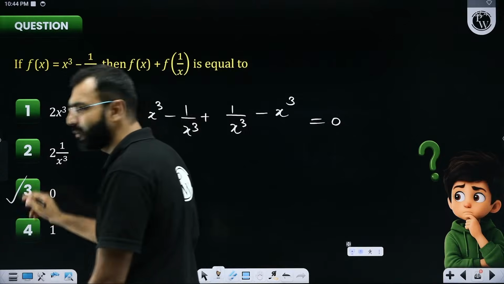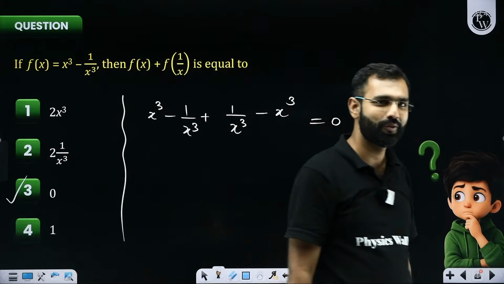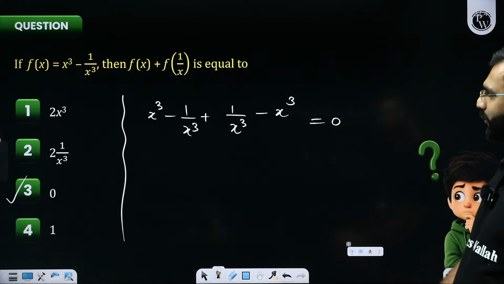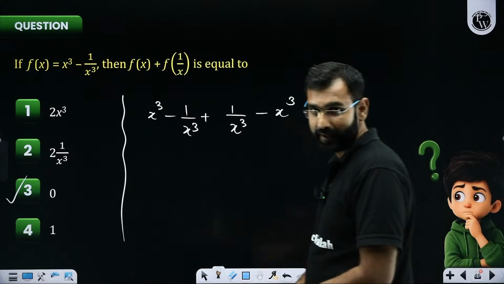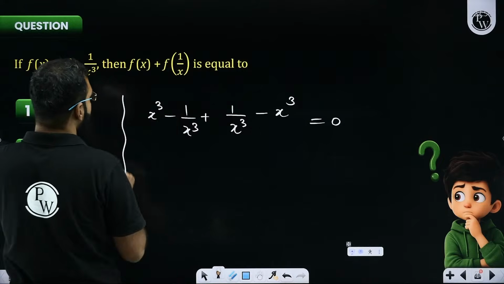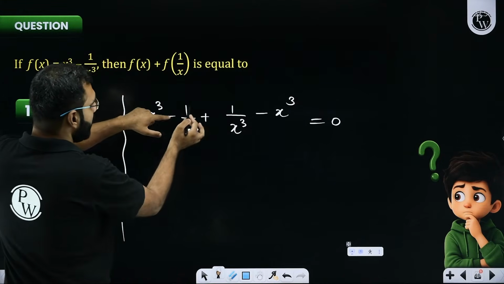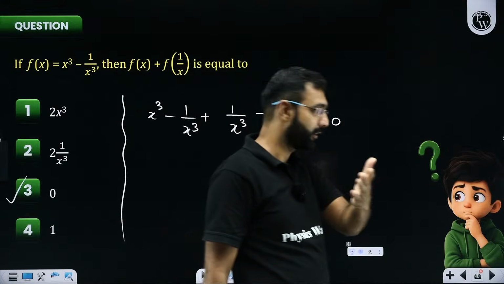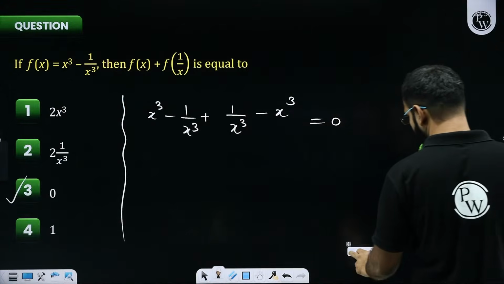How many of you were able to crack it? The answer will be option C. Shall I re-explain that if you're getting the answer as 1? f(x) is x cube minus 1 by x cube. What will be f(1/x)? It will be 1 by x cube minus x cube. So everything gets cancelled. Exactly, Vijay. Brilliant. Keep it up. So the answer will finally be 0.